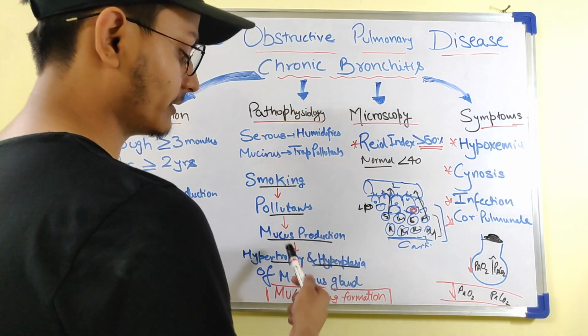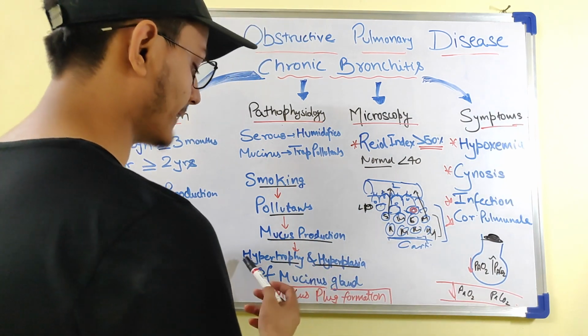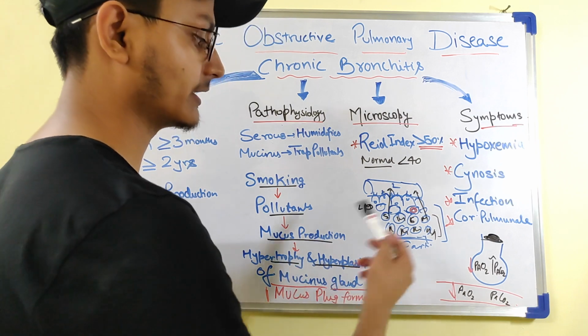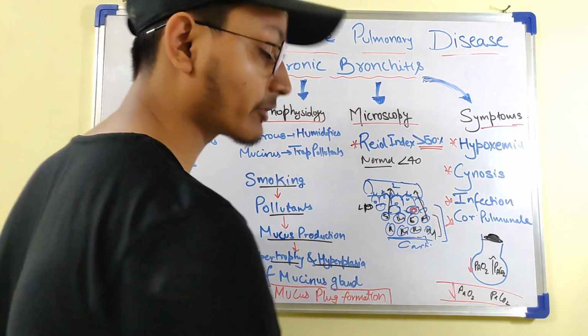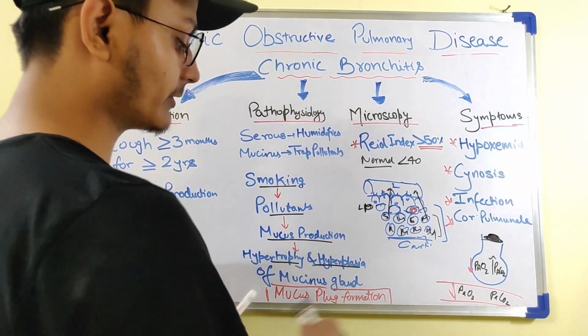So this will basically be seen as hypertrophy and hyperplasia. Hypertrophy is an increase in size of the mucinous glands, and hyperplasia of the mucus glands is an increase in the number of the mucinous glands. And what will that do?